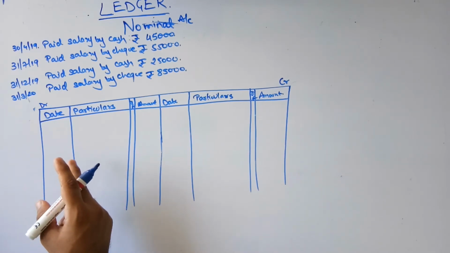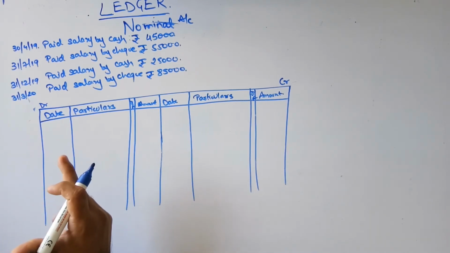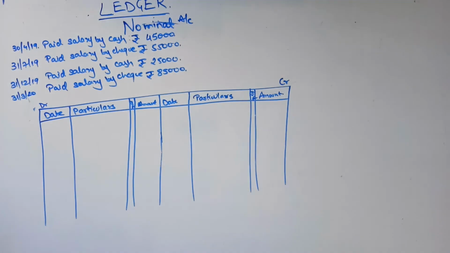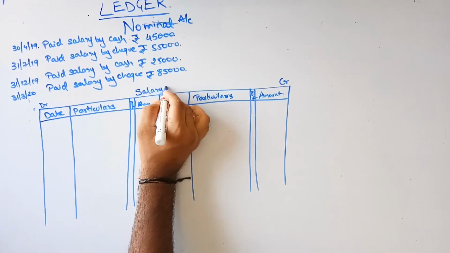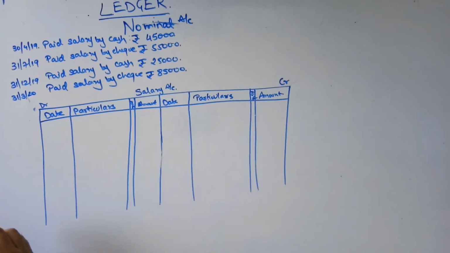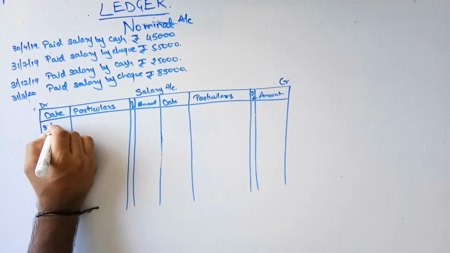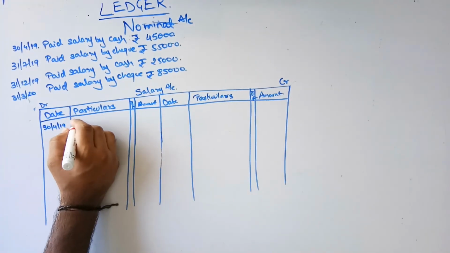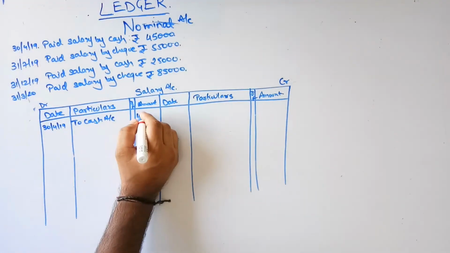Salary is a nominal account, so debit all expenses and losses, credit all gains and income. Salary is an expenditure for us, so we will debit salary. This is my salary account. So what will be the entry? Salary account debit to cash account. Salary account debit, we'll have here on 30th April 19, to cash account, 45,000. Read the next one.